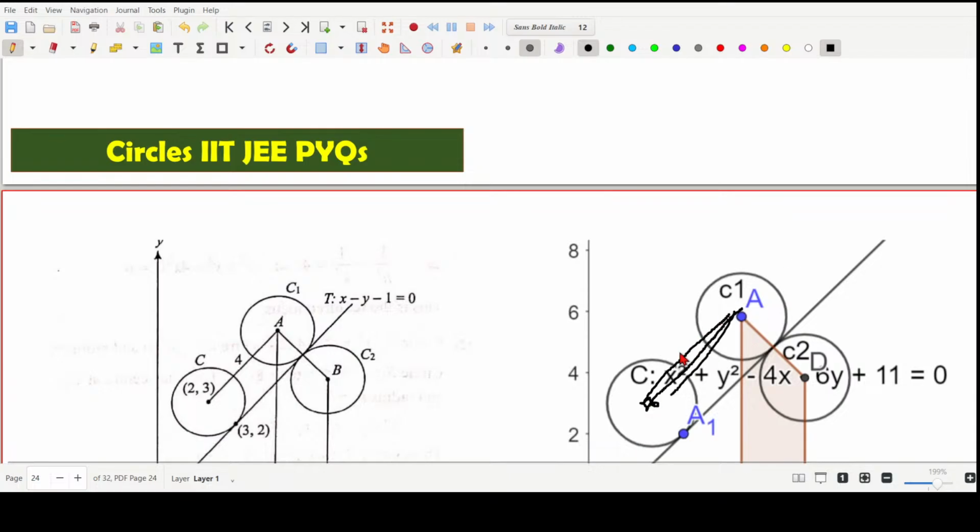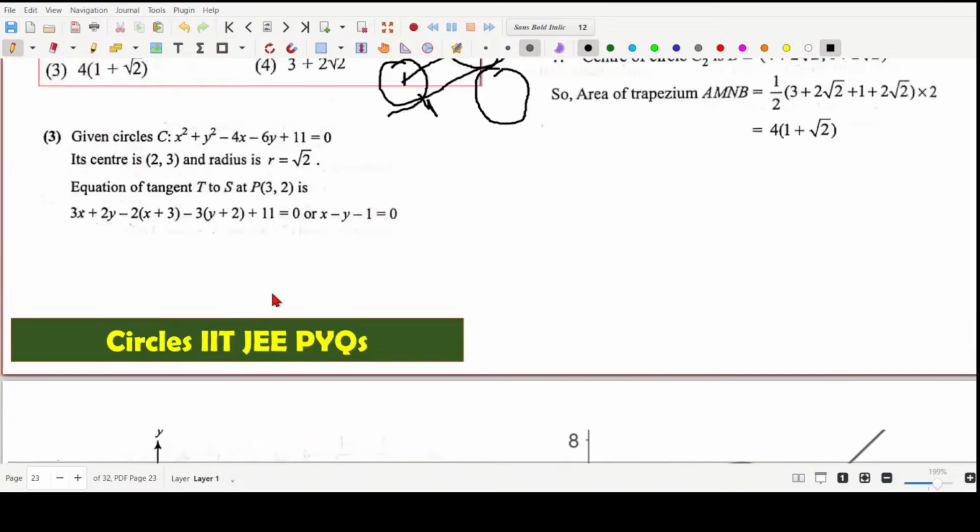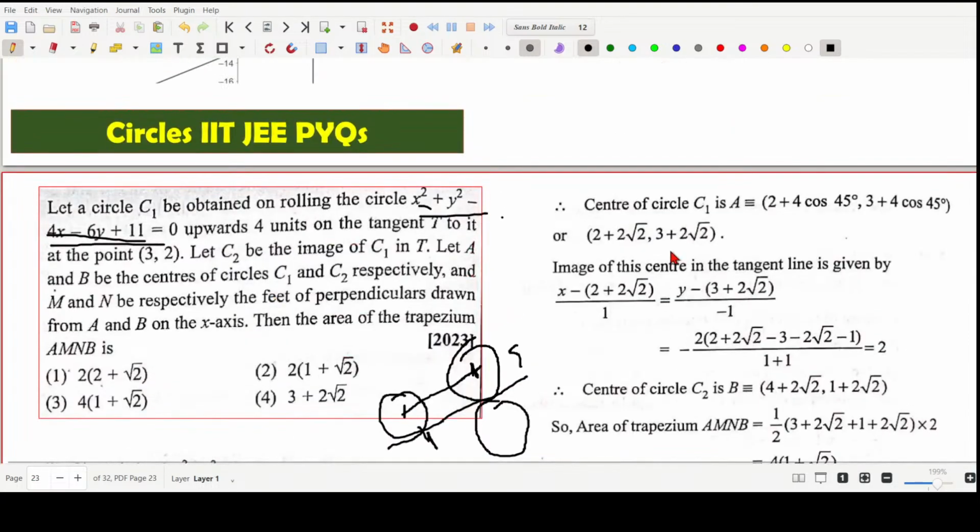You know the formula, right? h plus r cos theta, k plus r sin theta. We did this, right? You want a point which is 4 units away from this point. So once you know this theta, h plus r cos theta, k plus r sin theta is the one that we use, right? With that, we'll find out the center of this circle.